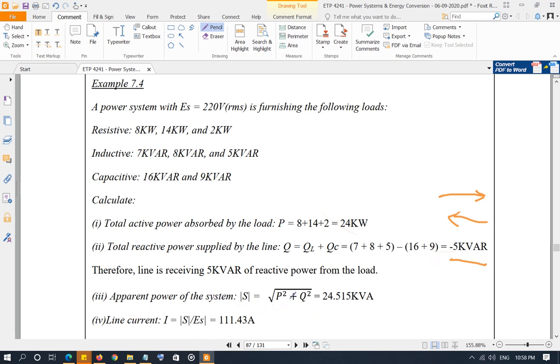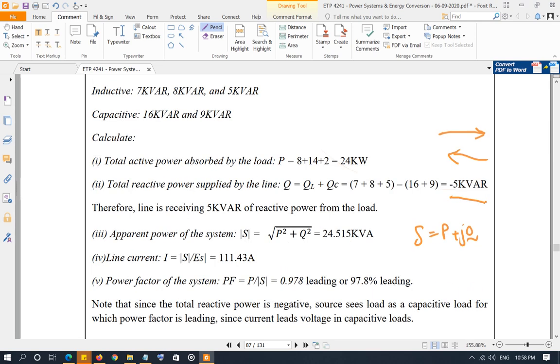What is the apparent power of the system? Again, remember, apparent power is the magnitude of the complex power, and complex power is P plus jQ. So apparent power is the square root of P squared plus Q squared. So you calculate that. And line current you calculate. Apparent power equals Vrms Irms. So line current Irms is S over Vrms, S over ES.